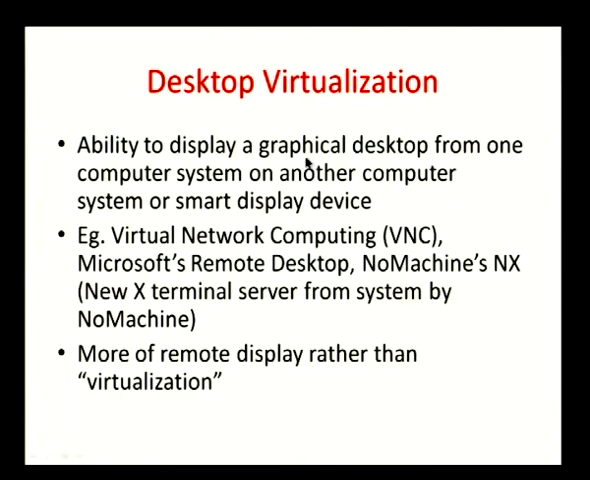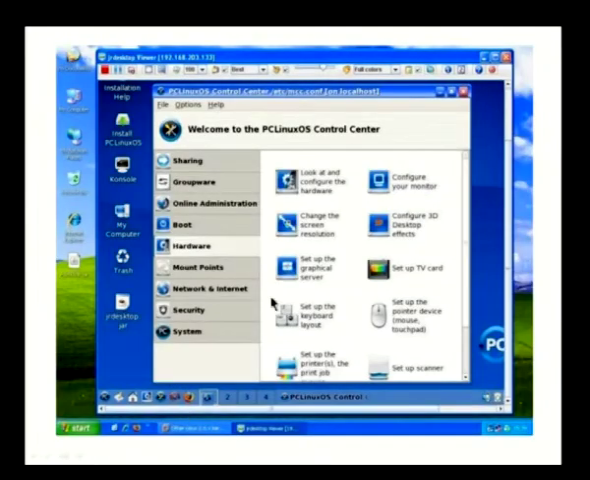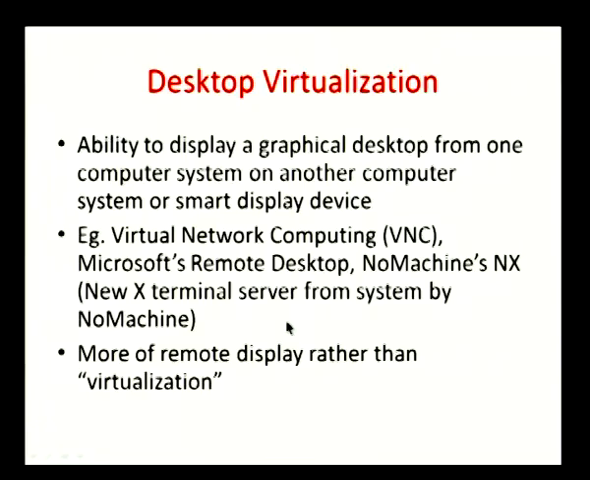It is the ability to display a graphical desktop from one computer system on another computer system, and examples are VNC, virtual network computing, or Remote Desktop of Microsoft, or NoMachine, or the X terminal server. These are all examples of desktop virtualization, and it is more of a remote display rather than virtualization. Here is an example, you are able to see the remote desktop on your own system. So, this is an example of remote display. We have another type of virtualization. Let us have a short break now.